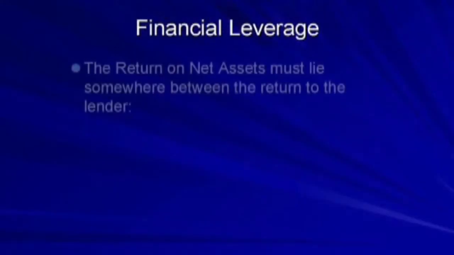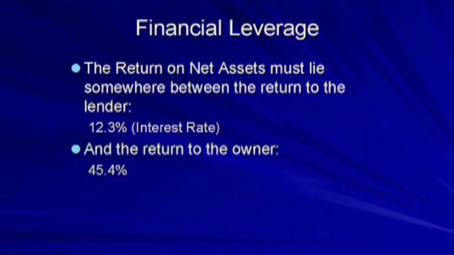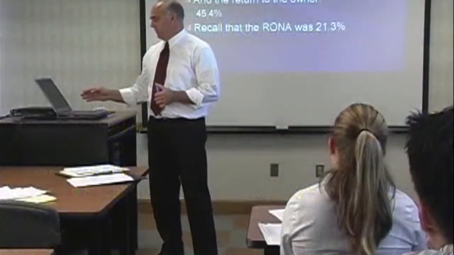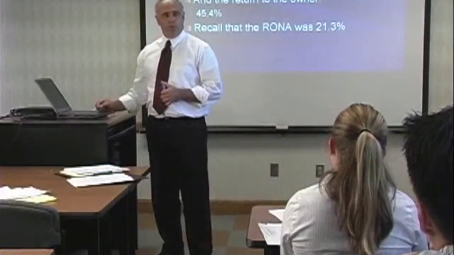We're now to the point to take a look at how these returns are related in a concept called financial leverage. The return on net assets must lie somewhere between the return to the lender, which is 12.3%, that's the interest rate, and the return to the owner, which is 45.4%. Reflecting back on our prior calculation, the return on net assets was calculated as 21.3%.